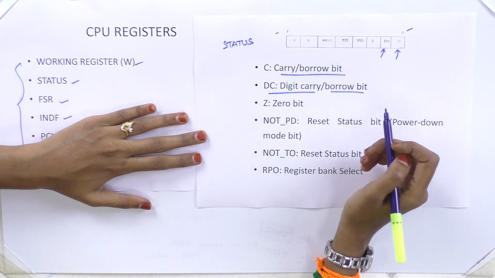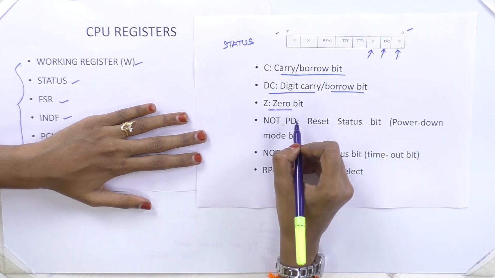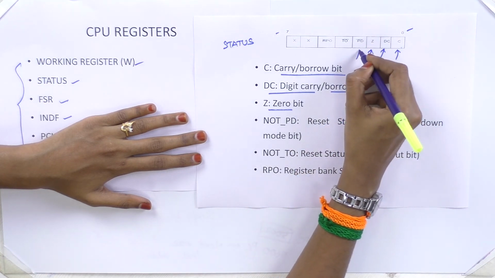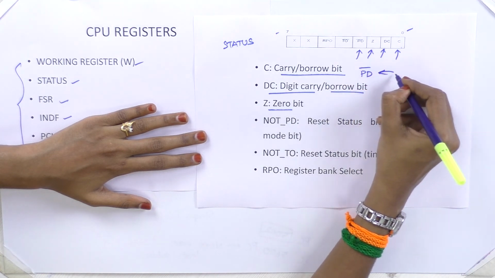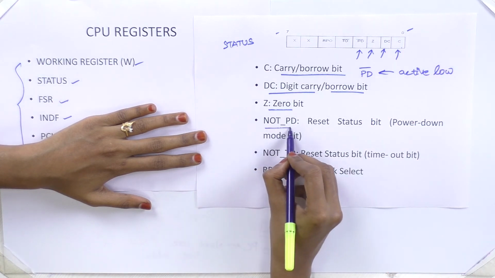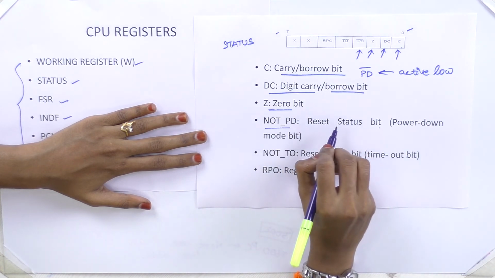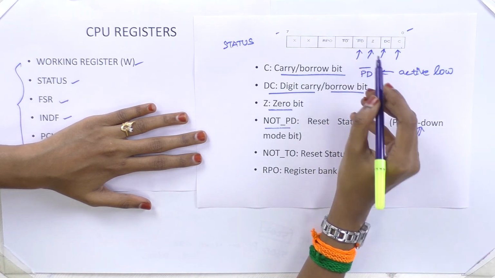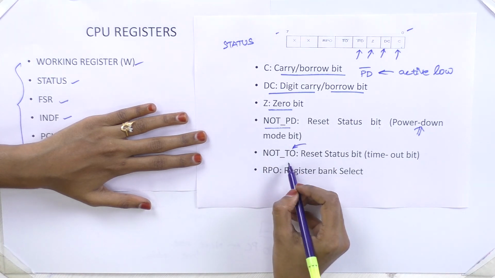Do you remember that? And the next is the Z flag, which is nothing but the zero flag. So when your result has become 0, this bit will be set. Okay, and next is PD bar, which is nothing but power down mode. PD bar, in the sense, is active low, which is not PD, the reset status bit. When the reset has occurred by power on reset or a power down mode, this bit will be set.